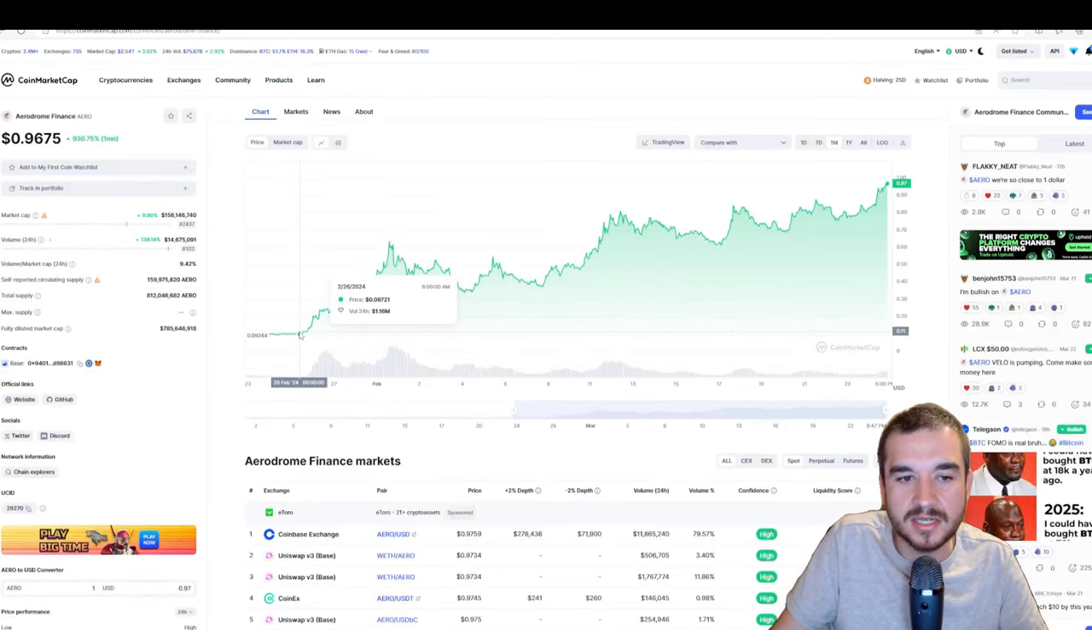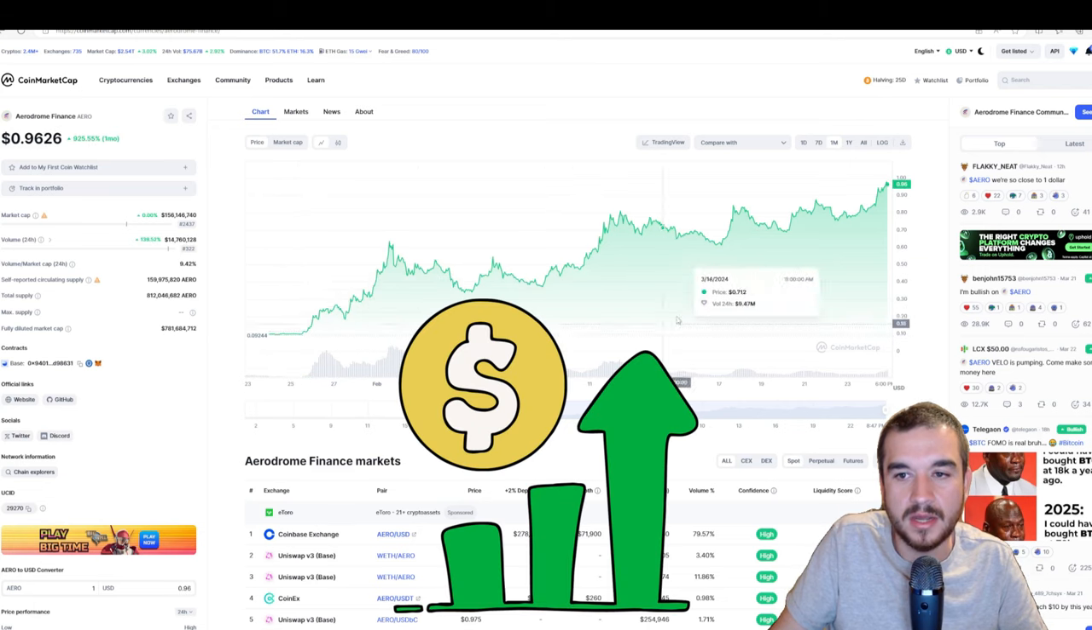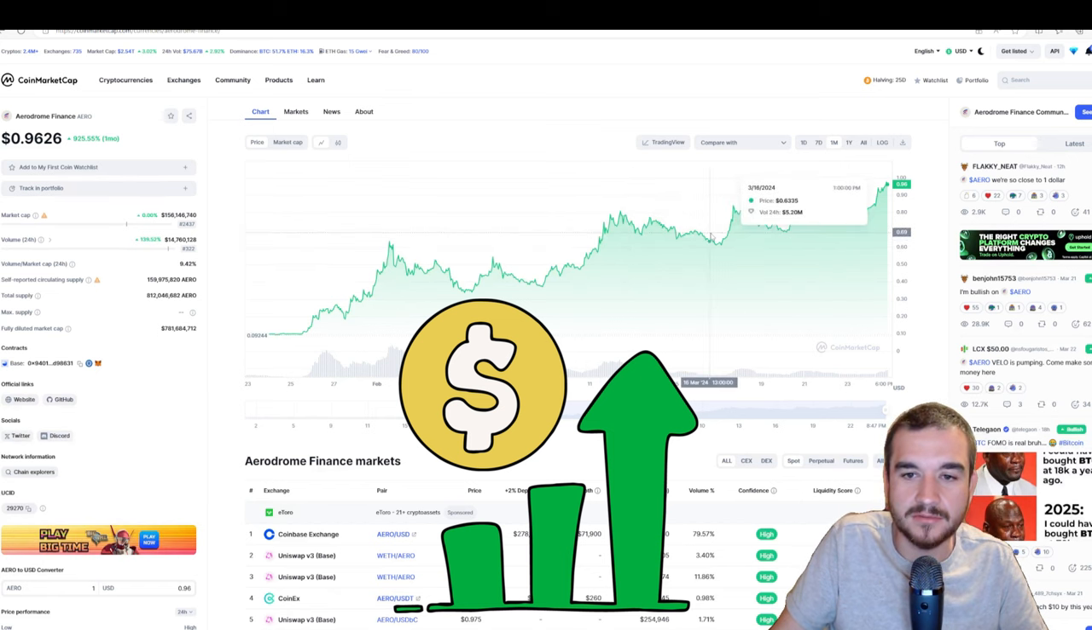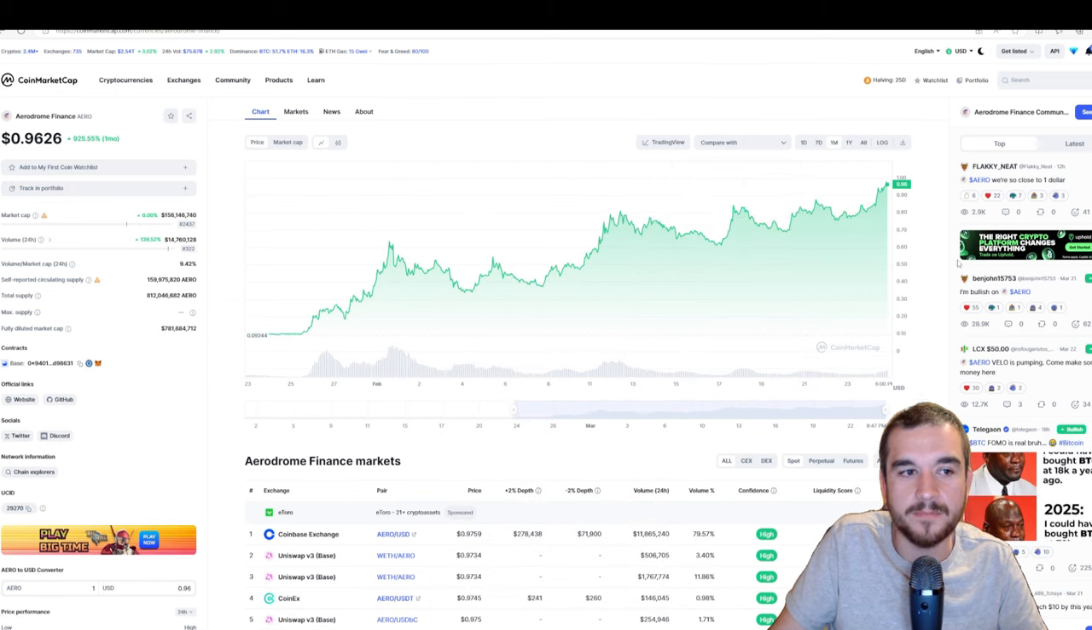When I originally bought into it and talked about it, it was around this 9-cent mark, and it's done over a 10x from there. It's almost a dollar right now, and it's had its ups and downs along the way, but that's expected with people taking profits. But with the market cap being so low, still in the hundreds of millions of dollars, I expect Aerodrome Finance to still have a long way to go.